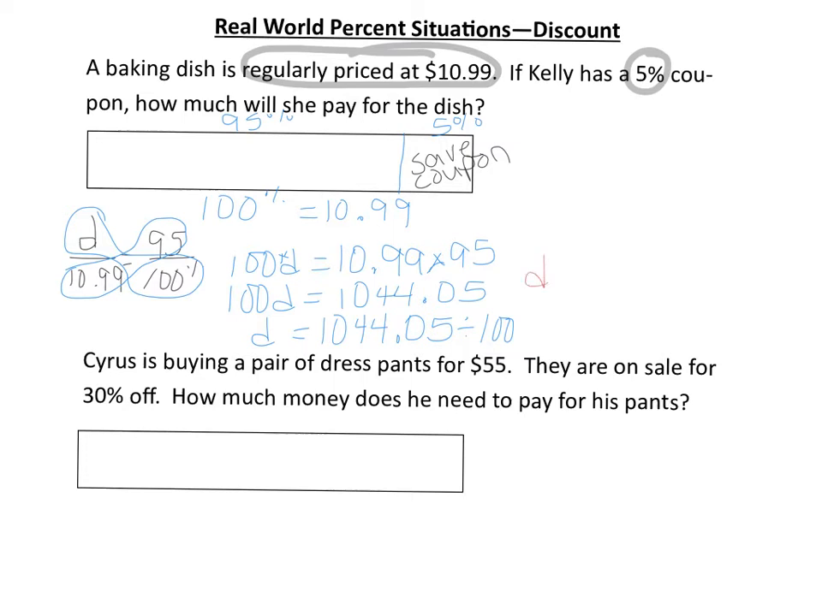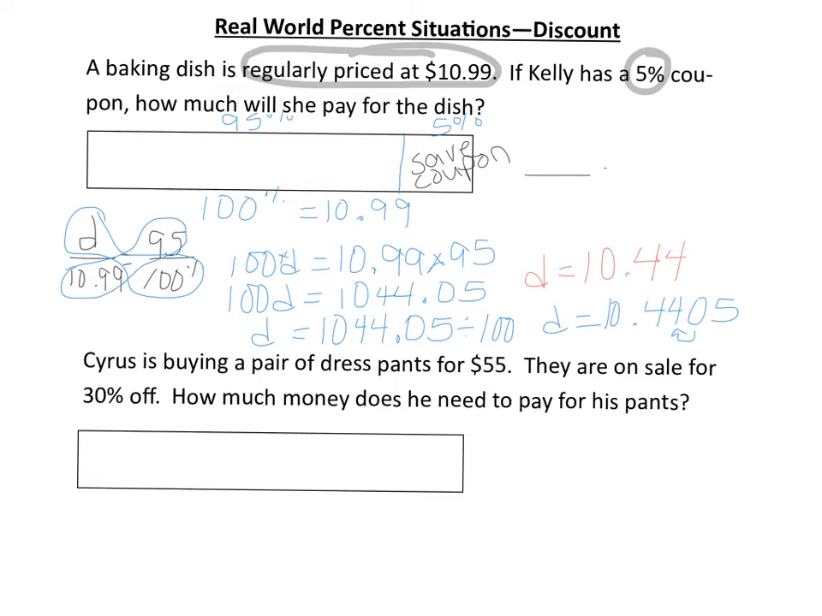And we get the answer is $10.44. We know it's $10.44 because 10.4405, the 0 makes the 4 stay the same.